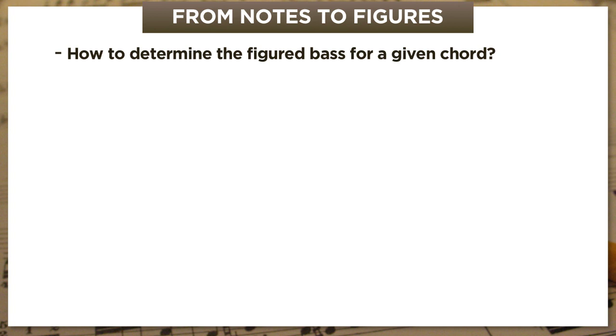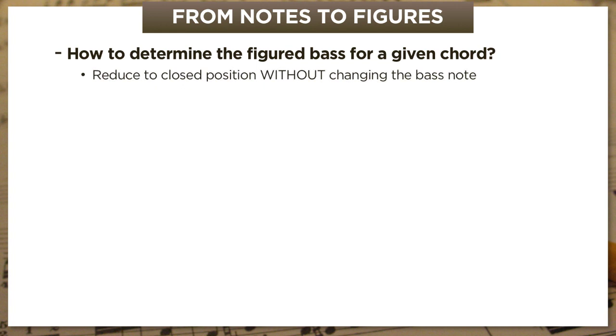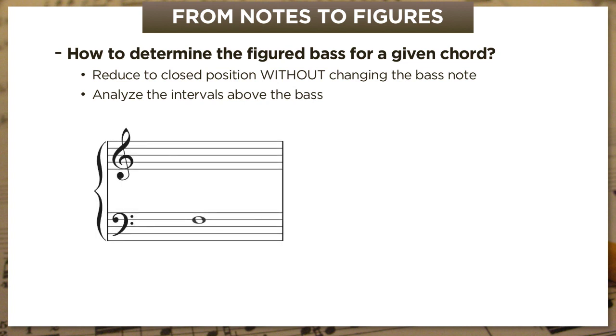So now we're going to ask, how do we take a given chord and figure out what the bass figures for it would be? We do this in two steps. First, we reduce the chord to closed position without changing the bass note, and then we analyze the intervals above the bass. So here's an F in a grand staff, and let's say those are the notes above it.